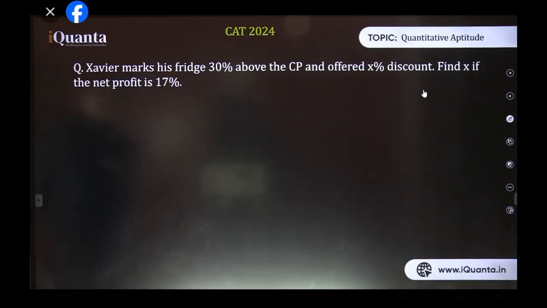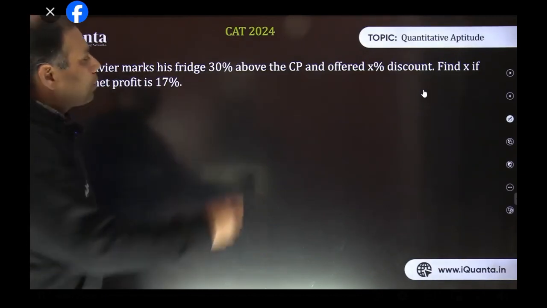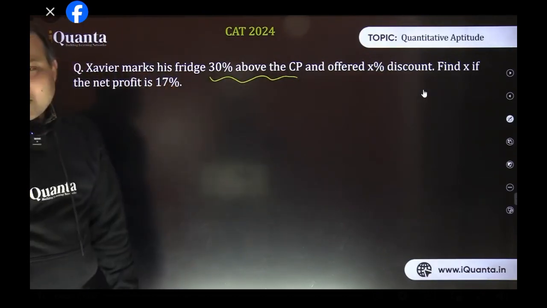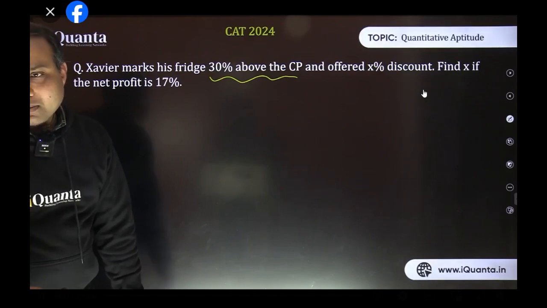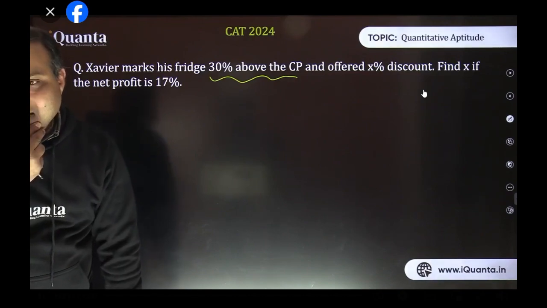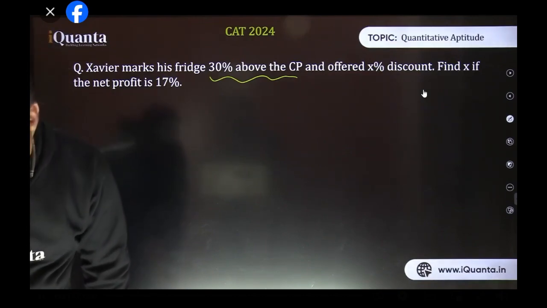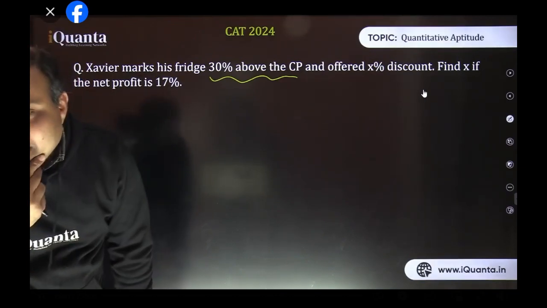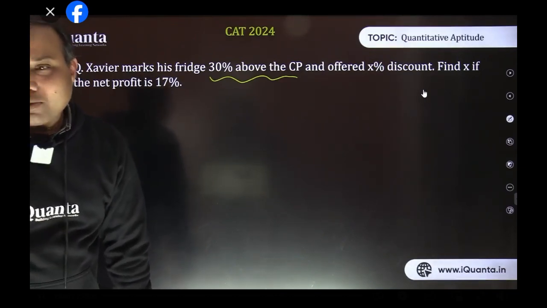Okay, let's see. So Xavier marks his fridge 30% above the CP. Right? So CP is certain amount, and he marks this up by 30%. How should we start this question? How should we solve this question? Any hint? Kumar Akash says 13 by 130 into 100. 13 kahan se aaya? Yes, take CP 100. Thank you. That's what I wanted to hear from you guys.